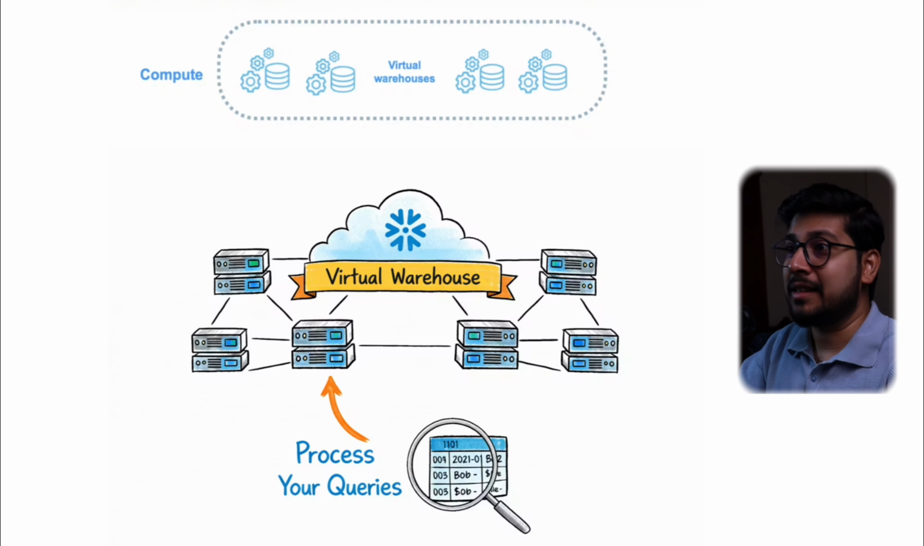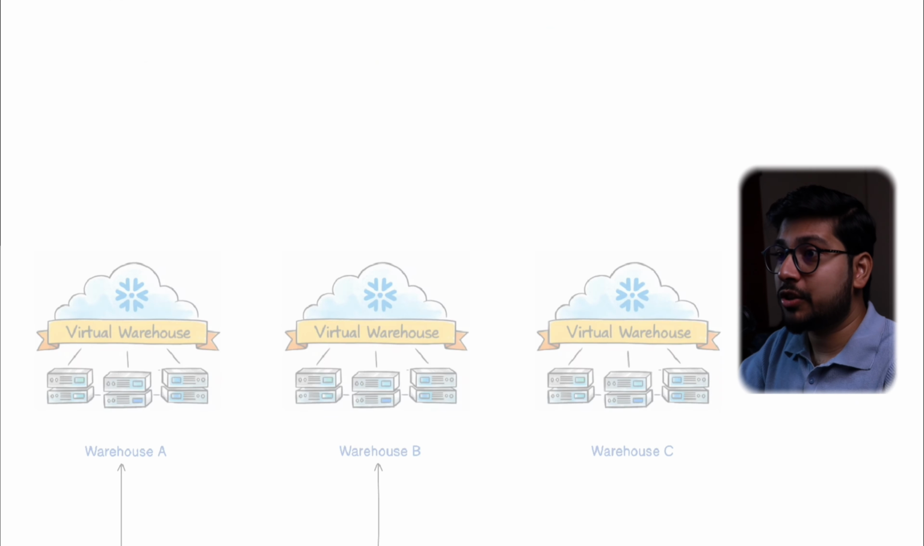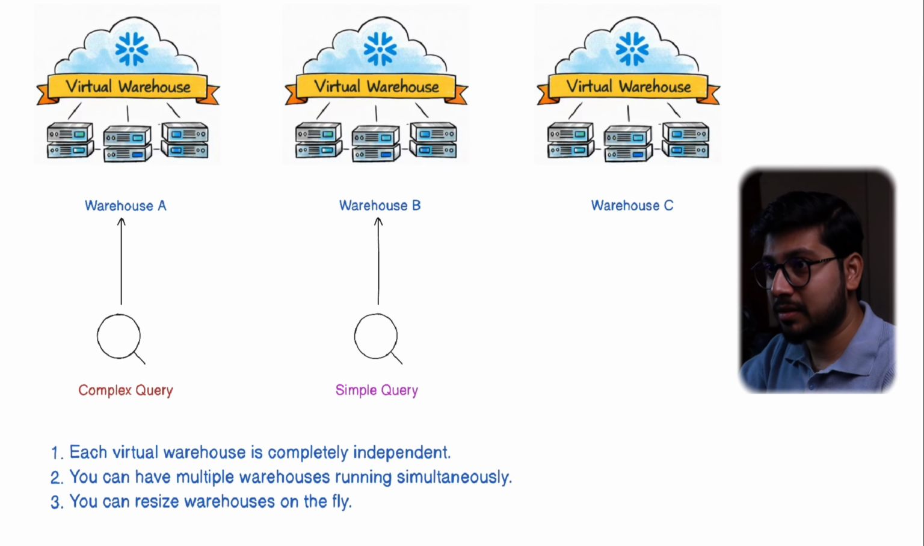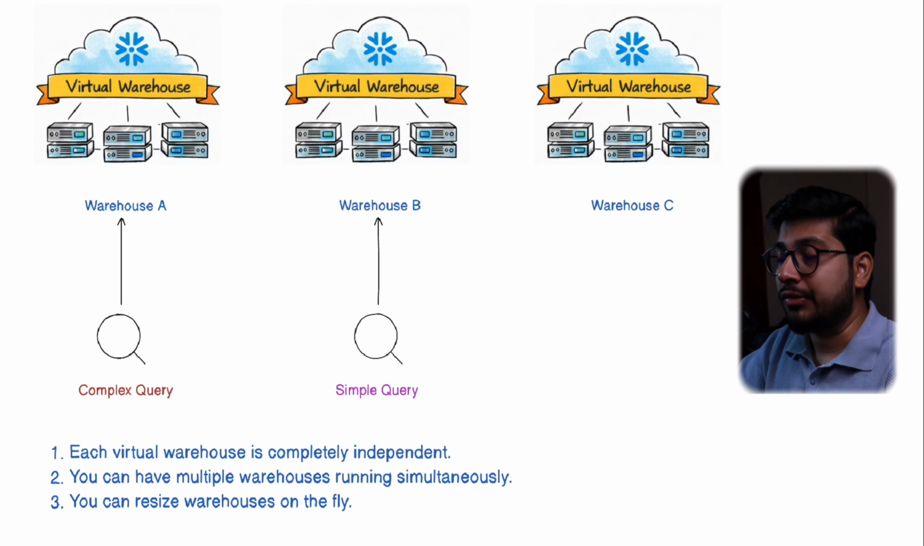Now the second layer is the compute layer. And this is where the magic happens. In Snowflake, compute is handled by what they call virtual warehouses. A virtual warehouse is essentially a cluster of compute resources. Think of it as a collection of servers working together to process your queries. Here are the critical things to understand. First, each virtual warehouse is completely independent. If I am running a complex analytic query on warehouse A, it has zero impact on your simple select query running on warehouse B. This is complete isolation.